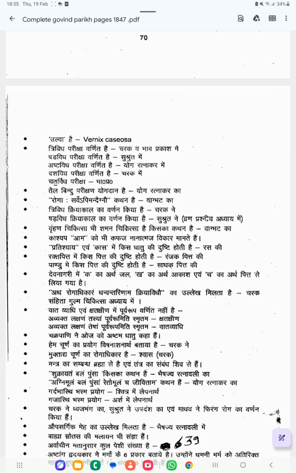Then, Rogah sarve api mandagnau. That quotation is told by Vagbhata. So all disorders happen because of Mandagni.